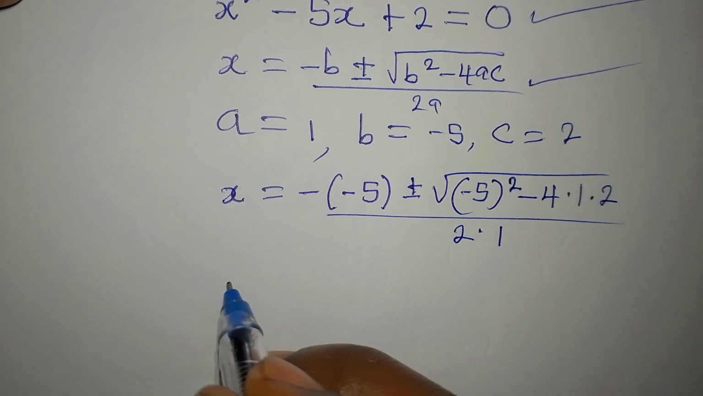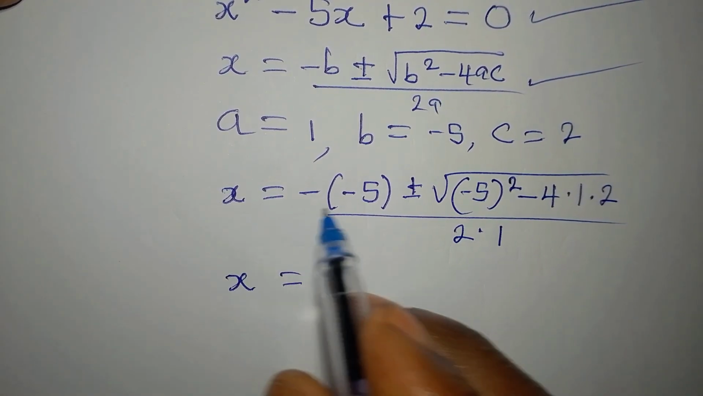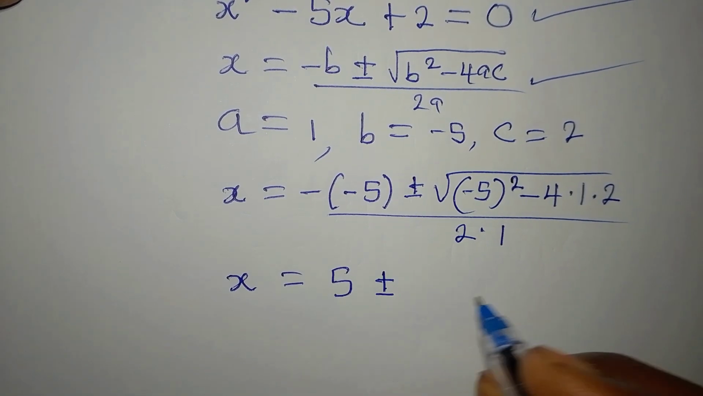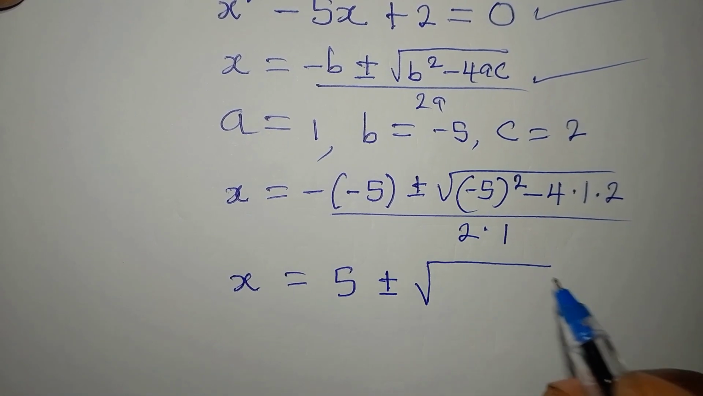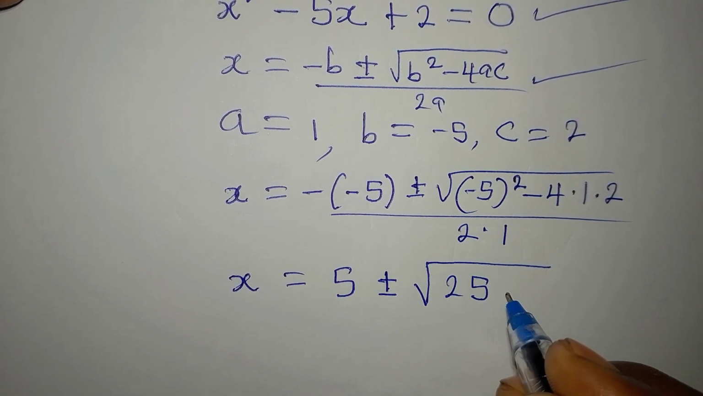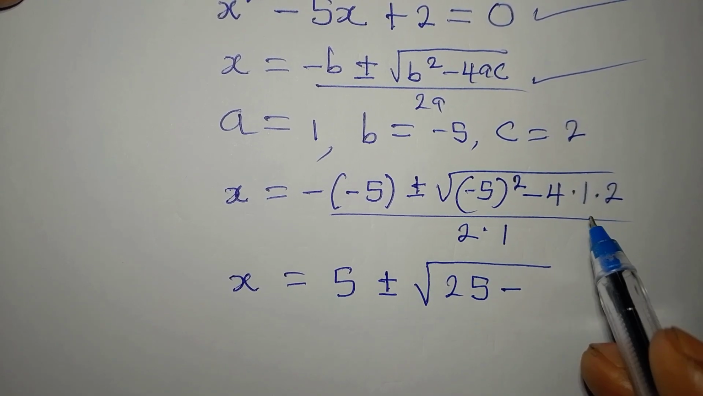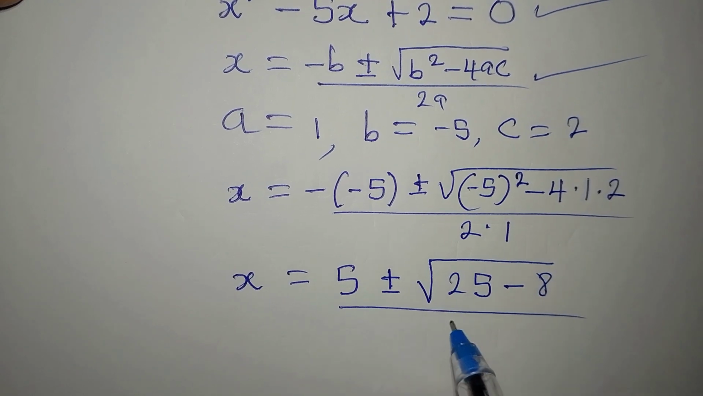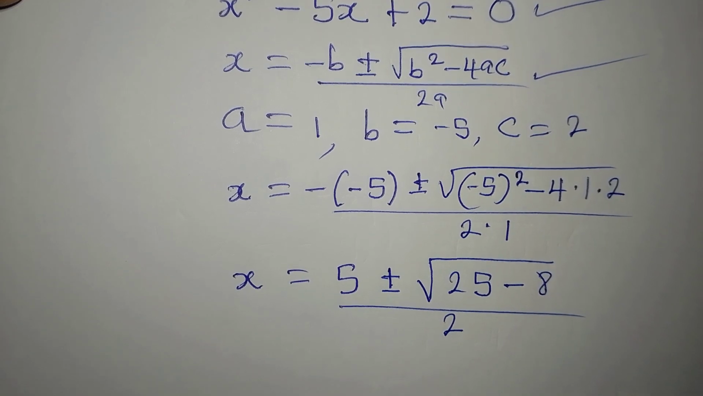To continue, we have x to be equal to minus of minus 5 is 5, plus or minus 5 squared is the same as 25. Then minus 4 times 1 times 2 is 8. So I'll write 8 over here. Then divide all of this by 2, because 2 times 1 is still 2.